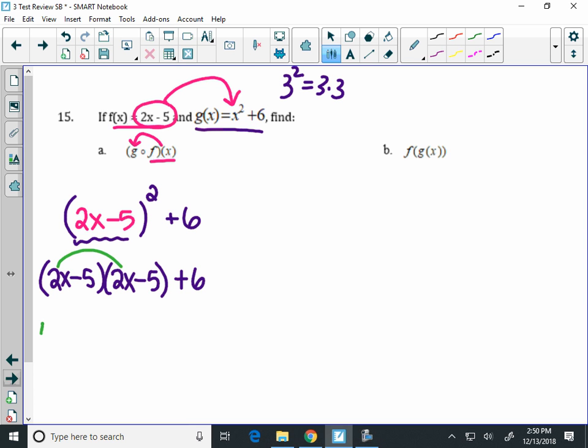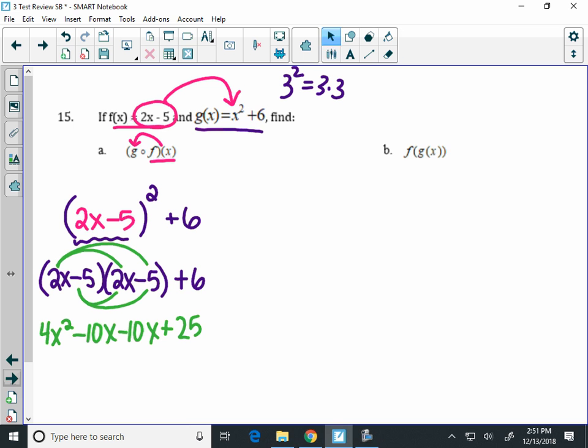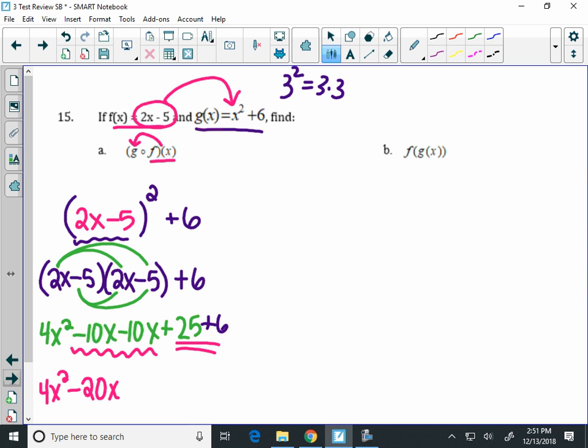2x times 2x is 4x squared. 2x times -5 is minus 10x, minus 10x plus 25. You need to tack on your plus 6 at the end. Now all you have to do is combine like terms. These x's combine, so we have 4x squared minus 20x, and then the constants combine to plus 31. That is your new function, g of f of x.